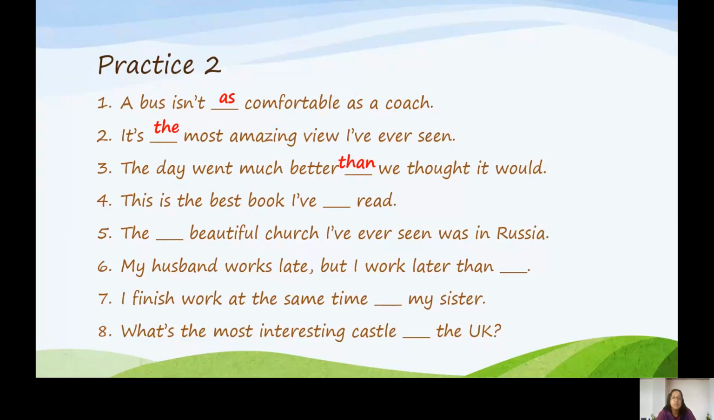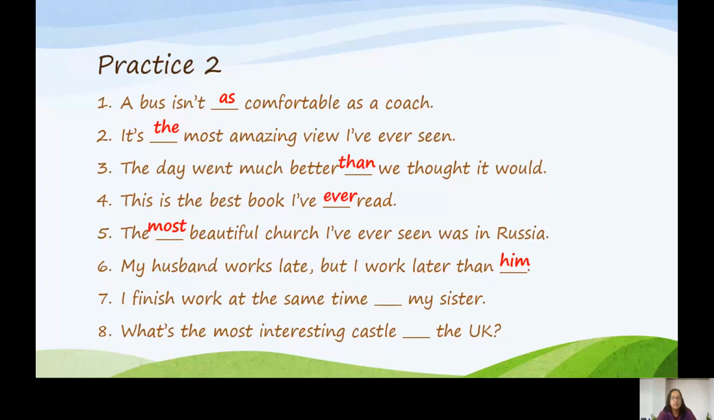Number four, this is the best book I've ever read. So notice we often use the superlative with the present perfect and ever to show at any time in your life. Number five, the most beautiful church I've ever seen was in Russia. So again, we've got the present perfect with ever. So we need a superlative form, most. Number six, my husband works late, but I work later than him, the object pronoun.